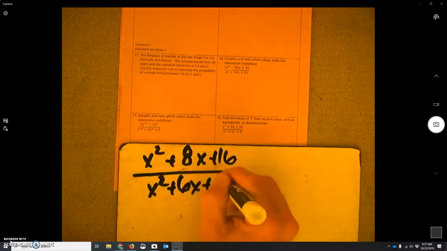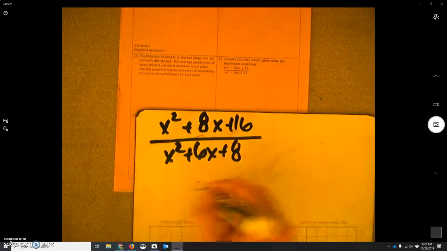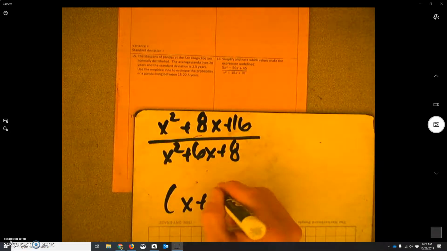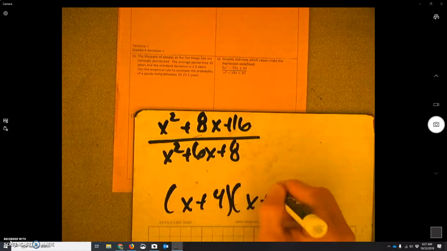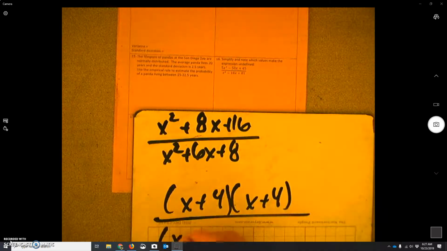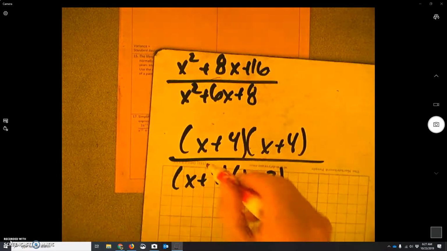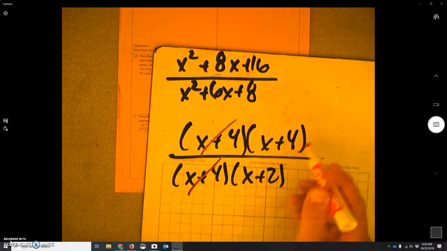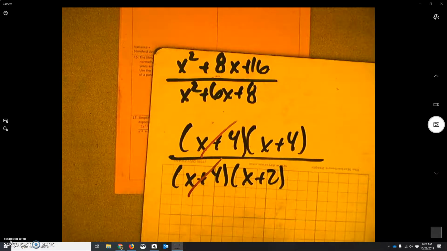And one last question. So it's x squared plus 8x plus 16 over the denominator. All right, I'm going to factor these really quickly. We get x plus 4 times x plus 4 over x plus 4 times x plus 2. And what we see that cancels out, our x plus 4's cancel out. So our answer is going to be x plus 4 over x plus 2.